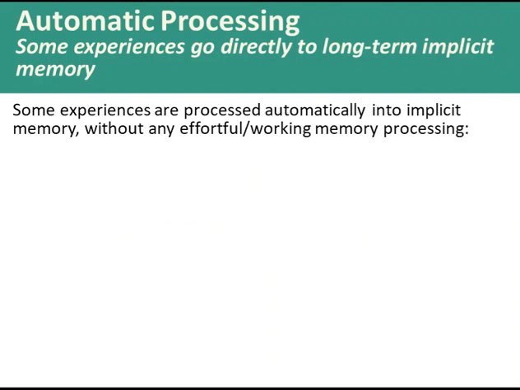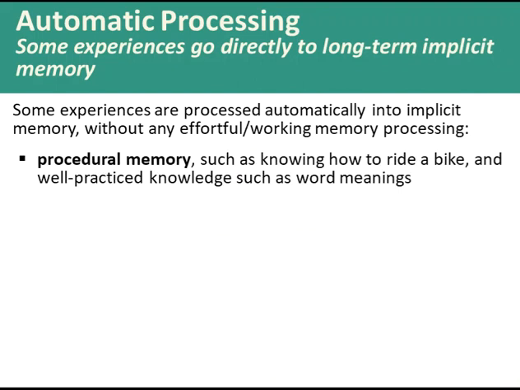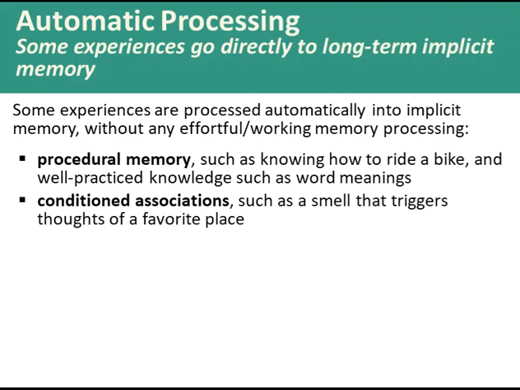So let's look at some of the automatic processing. Some experiences go directly to long-term implicit memory. Procedural memory, such as knowing how to ride a bike, and well-practiced knowledge such as word meanings. Conditioned associations, such as a smell that triggers thoughts of a favorite place.